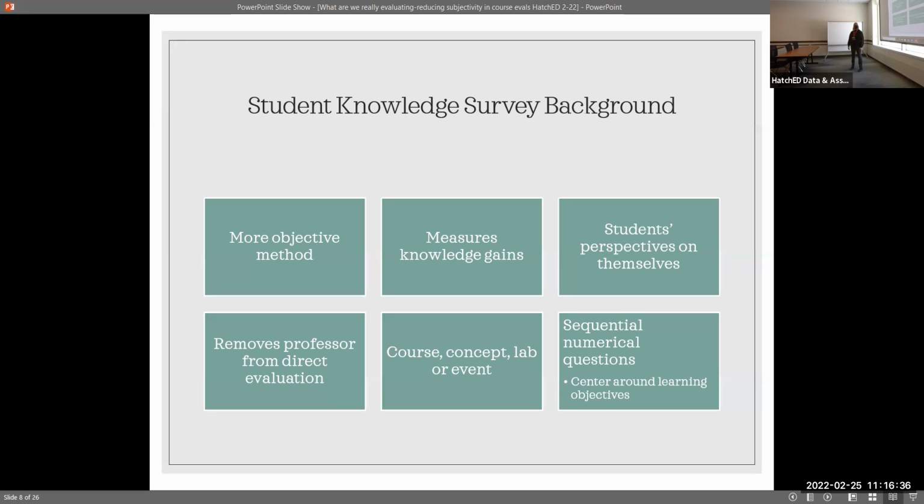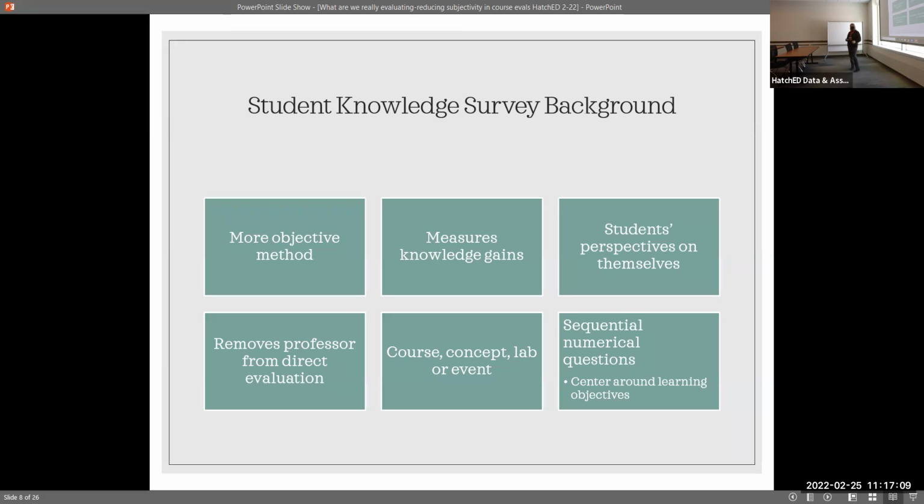The Student Knowledge Survey is a more objective method of course evaluation that allows the students to self-reflect on their own learning. The idea is that it takes the faculty member out of the equation, and it looks at the way students improve learning from the beginning of the course to the end. When there are no direct questions asked about the faculty, but the questions are centered around the learning, then we've removed some of the subjectivity from the evaluation process.